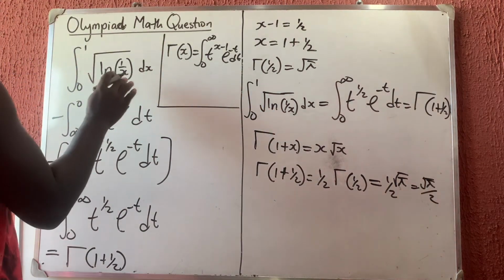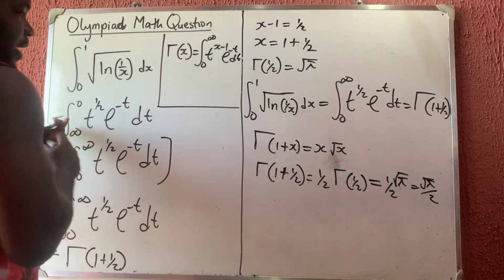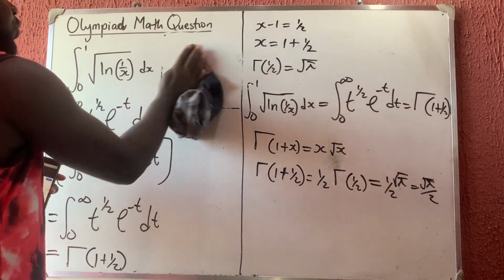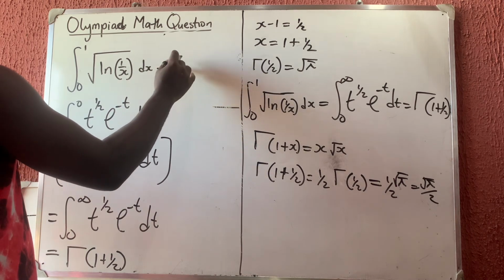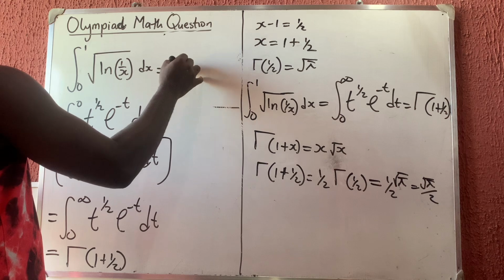So the solution to this is the square root of pi over 2. I hope you understood it. So this is the concept of the gamma function. So this is the square root of pi over 2.